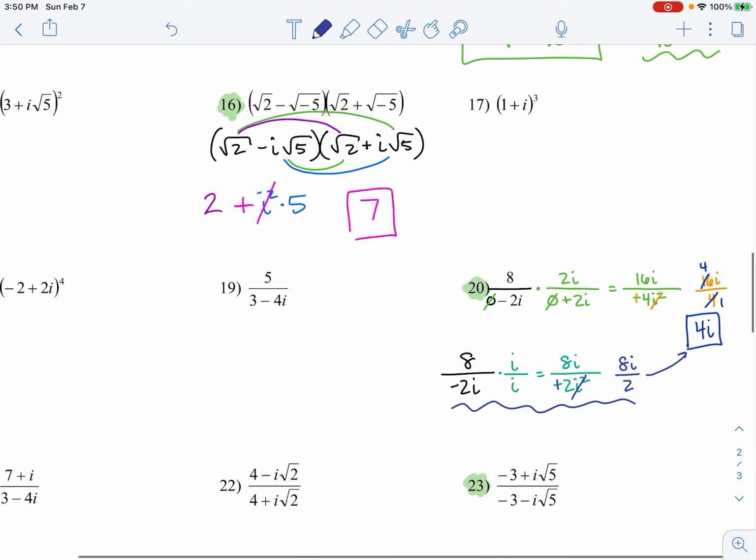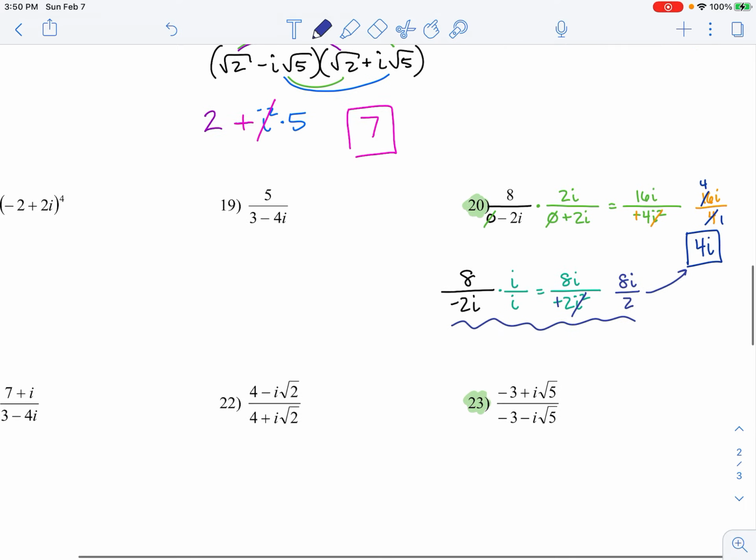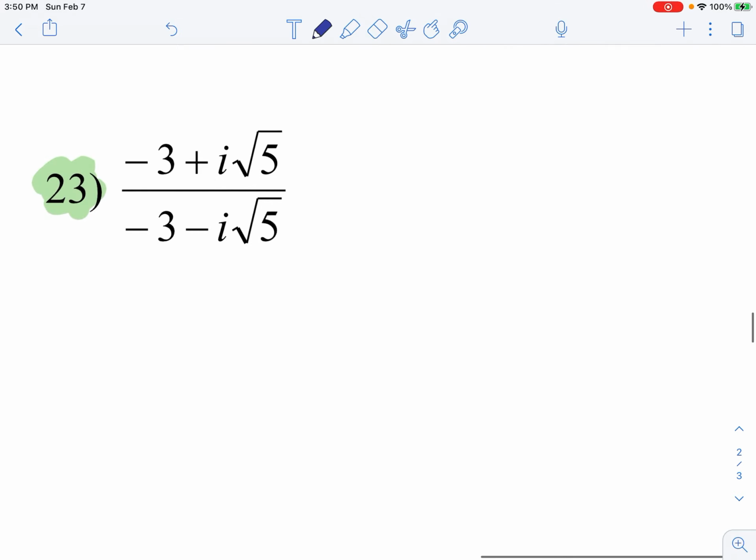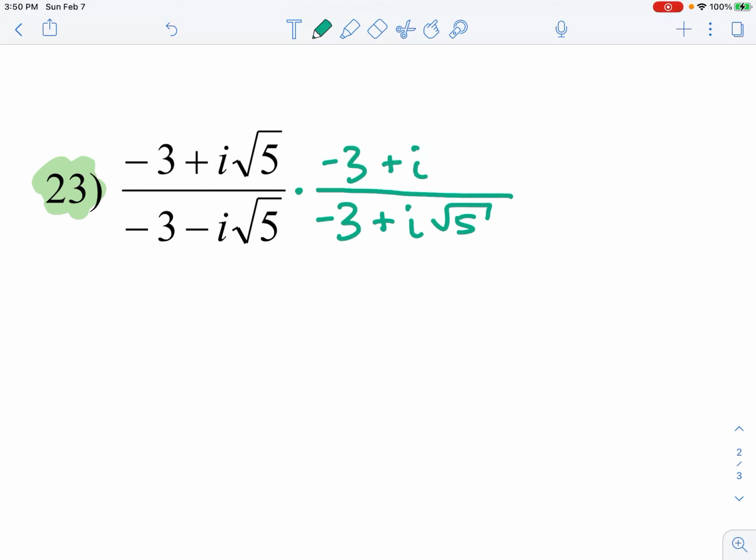All right, one more question, and that's number 23 here. So let's just do a more complicated one where we need to multiply and get rid of not only our radicals but also our imaginary numbers down on the bottom here. I'm going to multiply by the conjugate, -3 plus i root 5. Remember, the only thing that changes is that sign in the middle. If I'm multiplying by that on the bottom, I have to multiply by that on the top because you don't have an equal sign, so you can't change any meanings here.